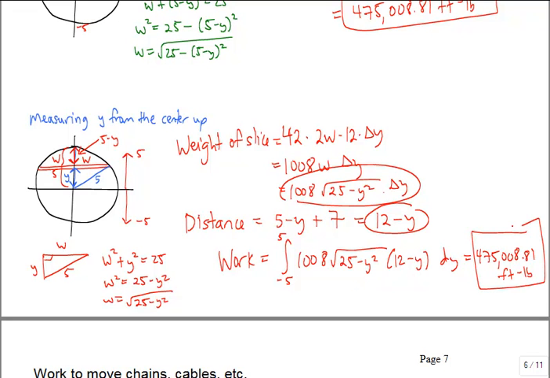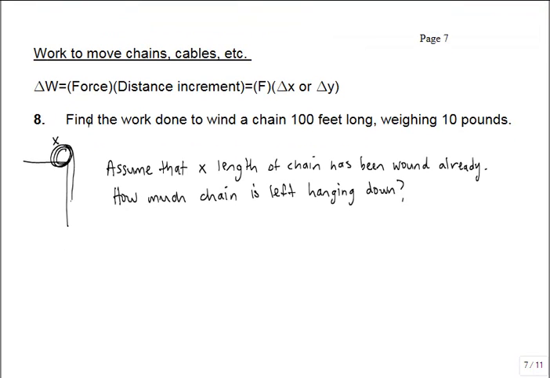Okay? All right. Moving on to our last type of work problem. So we've talked about work on springs. We've talked about the work required to move a fluid up or down. Now we're going to talk about the work required to move chains or cables. So in this kind of a problem, what you're going to be dealing with is a chain that typically you're either winding up or moving up or down. And what we're going to assume here is that our amount of work, our work increment, is going to be the force times the distance increment.